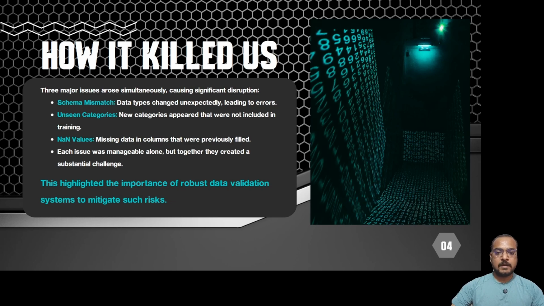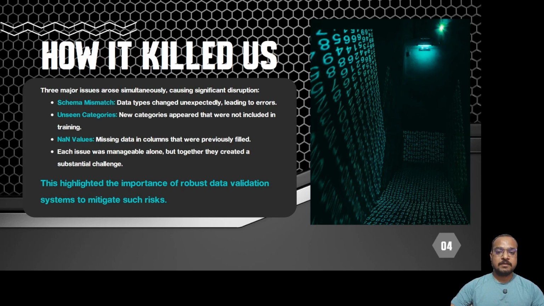When we dug in, we found three problems stacked on top of each other. First, schema mismatch. The live data source had columns in different formats than what the model was trained on. Things that were integers in training were strings in production. Date formats were inconsistent. Second, unseen categories. Our categorical features had been encoded based on the training CSV. Production data had new category values we had never seen, and the model had no idea what to do with them. Third, NaN values, or missing values.